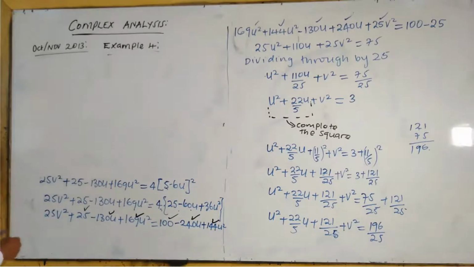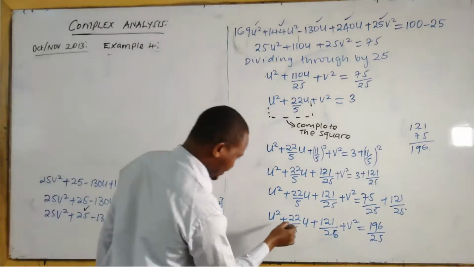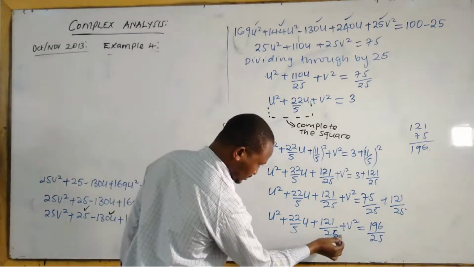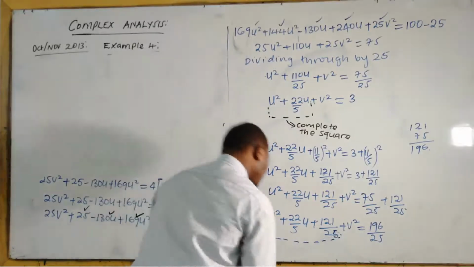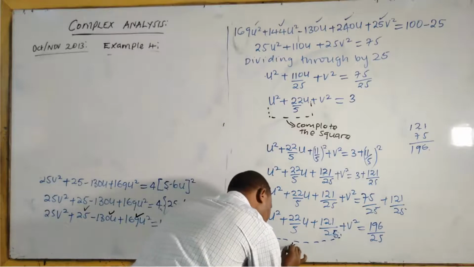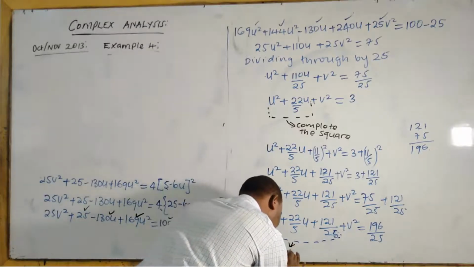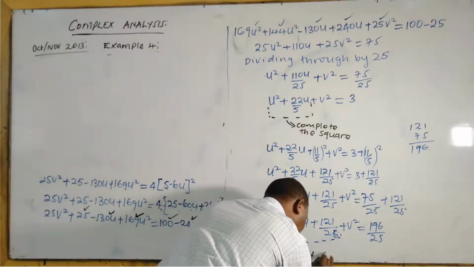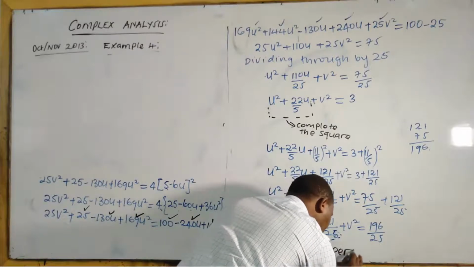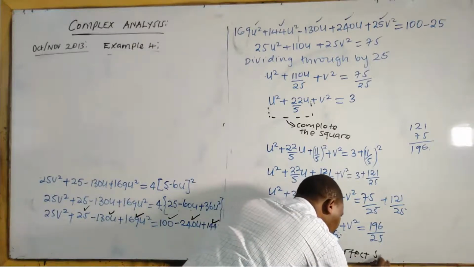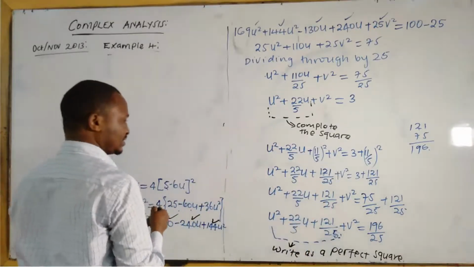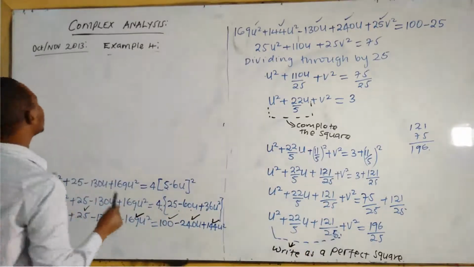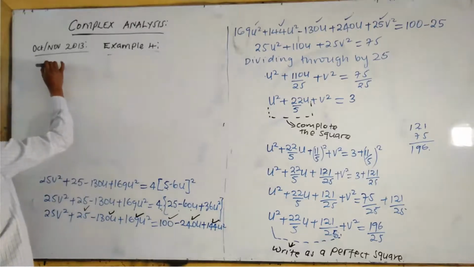Like in, see, this is already a perfect square. This is a perfect square. That is u squared, not u.